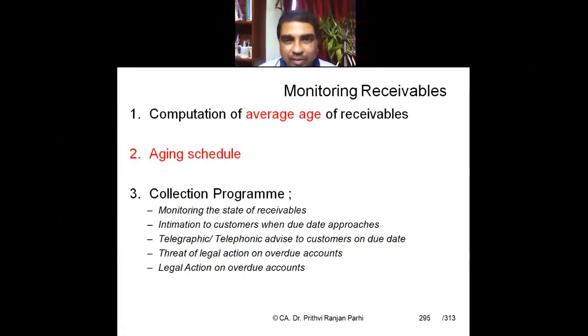Now coming to monitoring the receivable aspects. When you talk about monitoring, there are several computations we make. One is computation of average age of receivables: on an average basis our debtors are outstanding for how many days. It is 60 days, 30 days. So that average age calculation. Aging schedule: how much of debtors are more than 30 days old? How many of debtors are more than 6 months old? These calculations also help. Then certain collection programs are also followed for monitoring the receivables. So receivables are monitored through all these programs.